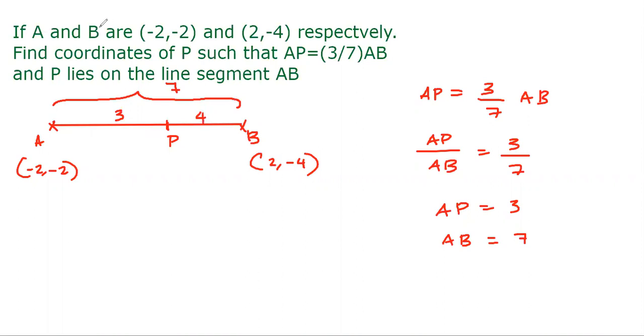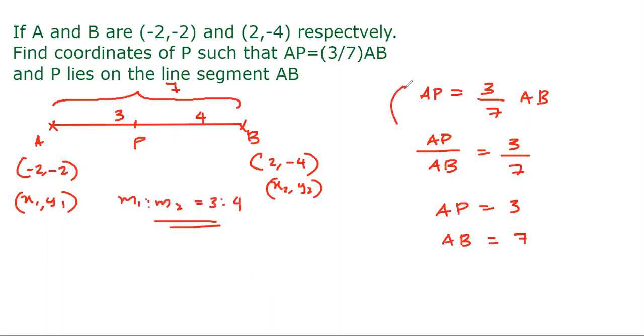So this must be the bigger part. So I can mark P like this. So the ratio of division of this question is 3 is to 4. So here this is x1, y1 and this is x2, y2 and the ratio of division, that is m1 is to m2, is 3 is to 4.